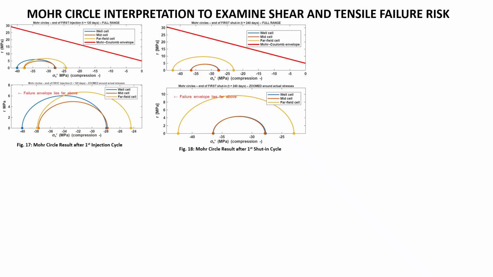Figure 18 shows the shut-in cycle results for the first cycle. At shut-in, we see pore pressure begins to diffuse outwards, so the circles shift leftward, indicating a return towards compression. Here the radius also becomes smaller because the deviatoric stress is relaxed. Again, as we can see, none of these circles reach the Mohr-Coulomb failure envelope.